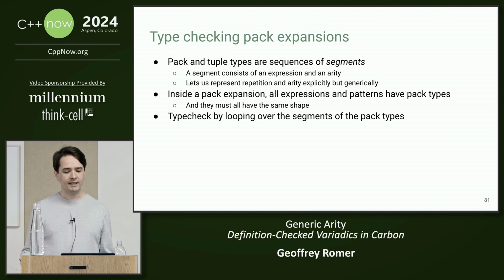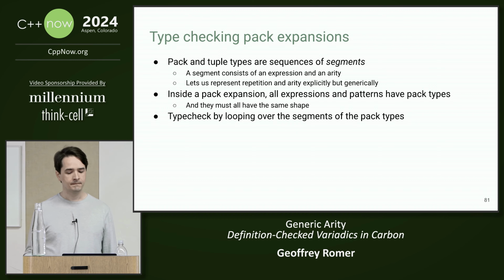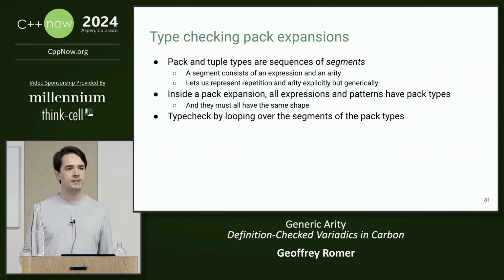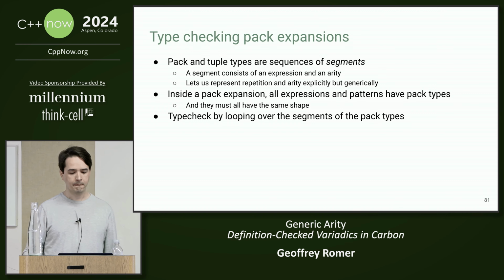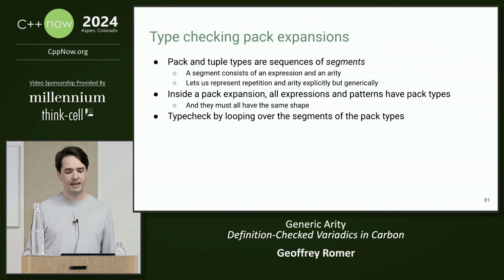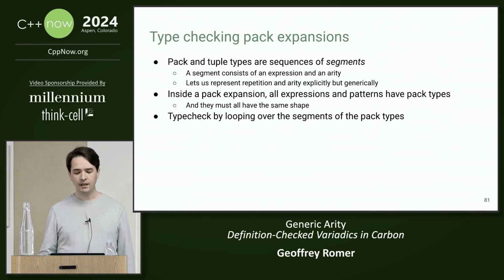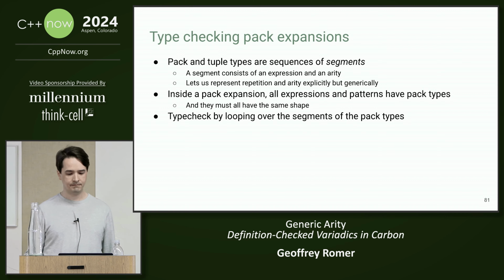So for type checking pack expansions, the key idea is to represent packs and tuples as sequences of segments rather than sequences of elements. And that's valuable because it lets us represent things like repetition and arity explicitly but generically. And we can then use that when we're type checking inside a pack expansion by saying that every expression and pattern has a pack type. And to make that work, we require the input packs to have the same shape.